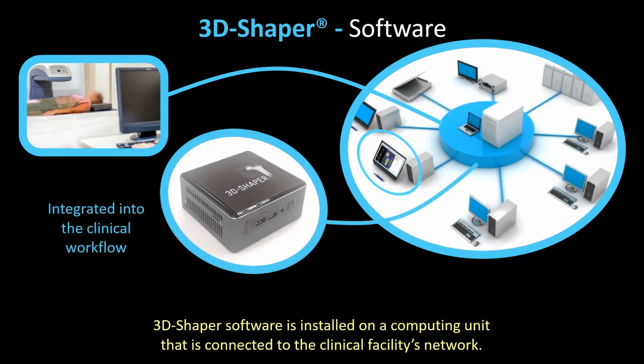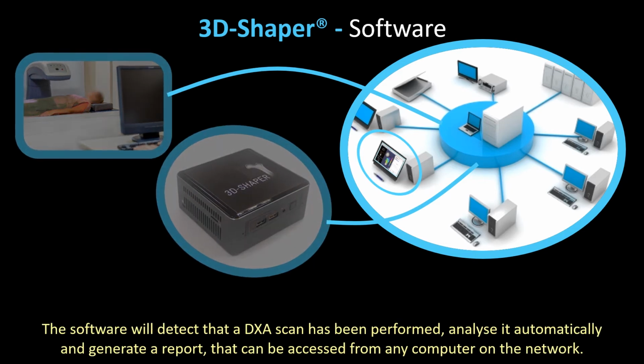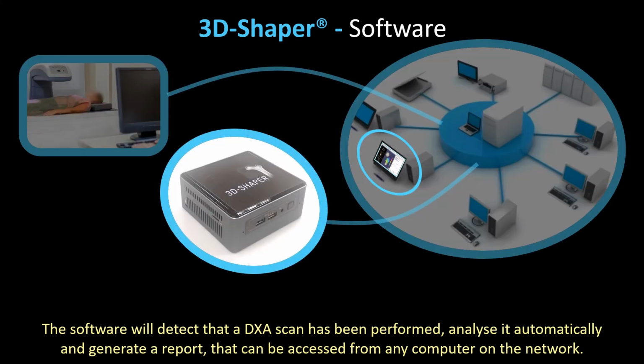3D-Shaper software is installed on a computing unit that is connected to the clinical facilities network. The software will detect that a DXA scan has been performed, analyze it automatically, and generate a report that can be accessed from any computer on the network.